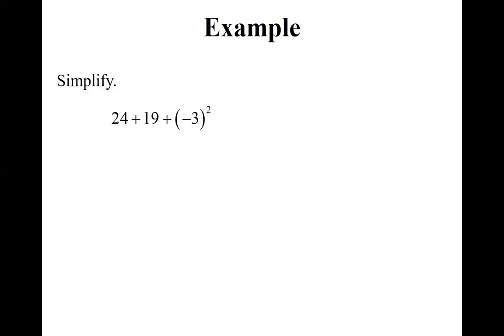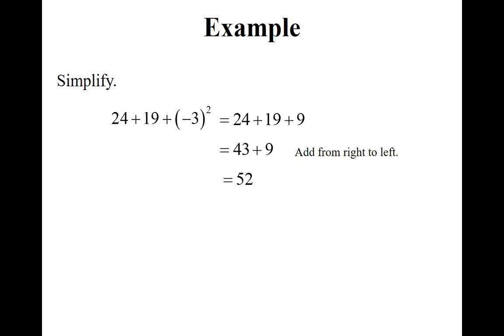24 plus 19 plus, in parentheses, -3 squared. Taking care of that exponent, squaring that -3. -3 times -3 is +9. Then it's all addition, so let's add. It says from right to left, but we're going from left to right as we should. 24 plus 19 is 43. 43 plus 9 is 52.